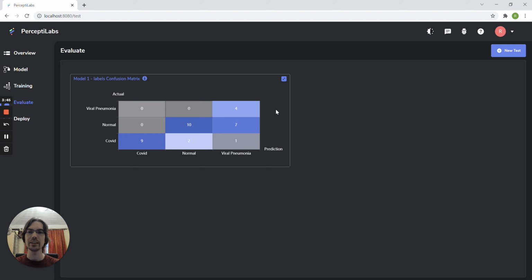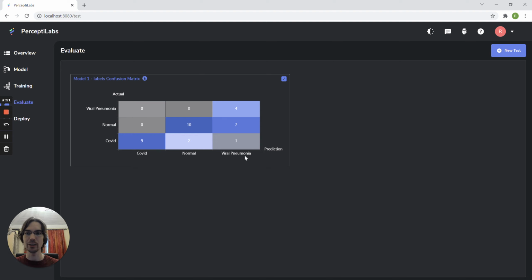So how do we get precision and recall out of this? Precision attempts to answer the question, if I predict something as COVID, what's the chance of it actually being COVID? And in this case, we can see that 100% of the time, when I predict something as COVID, it is COVID. We don't predict it as normal or viral pneumonia, which means we have precision 100%.